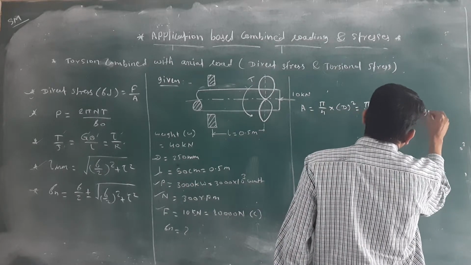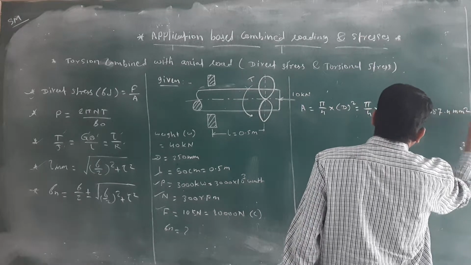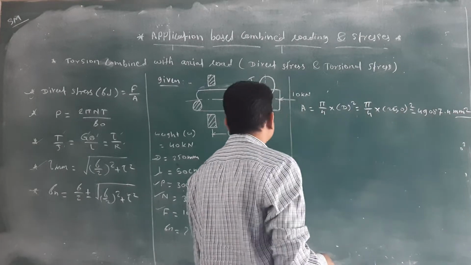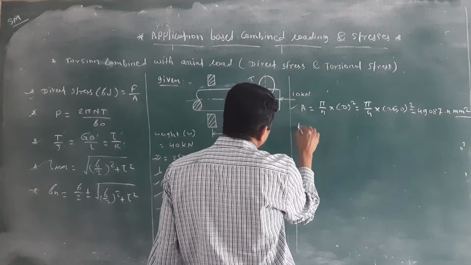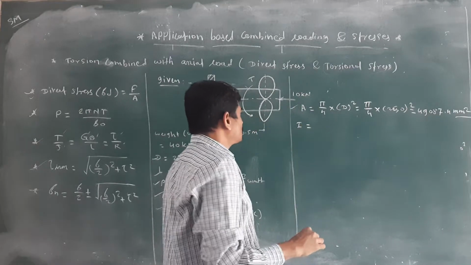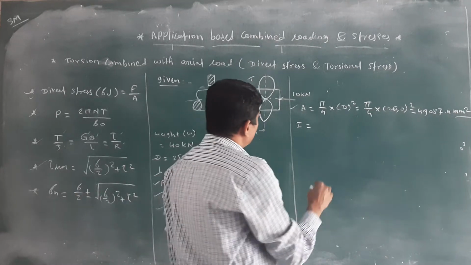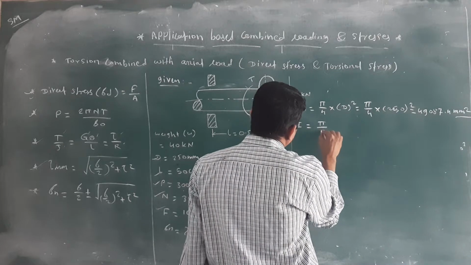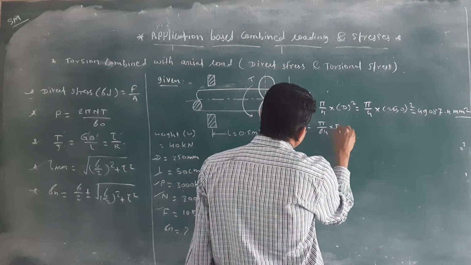Then you will get 49087.4. What is the unit of area? mm square. Once you have calculated the area, we require another value, the moment of inertia about the x axis. What is the formula for the circular section? Pi by 64 into d raised to 4.